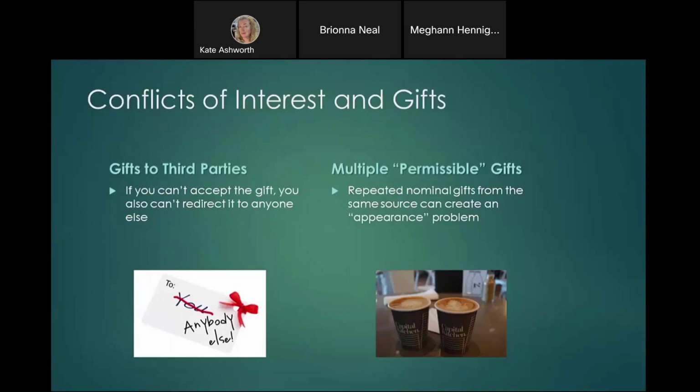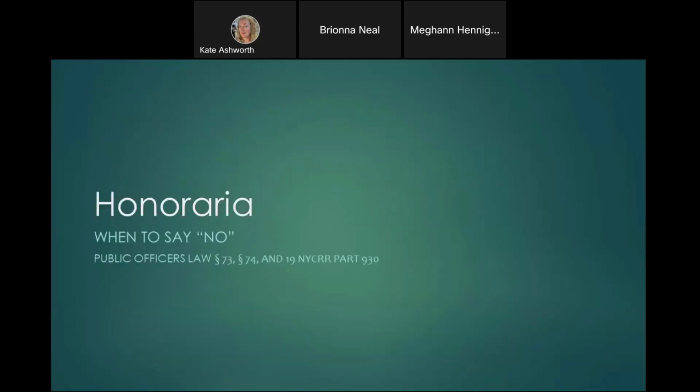The next slide will briefly run through honoraria. And what is an honorarium? This is when you get a payment or other compensation exchanged for a professional service or activity which is not part of your state official duties. The examples are giving a speech, writing an article, or being on a panel in a seminar or a conference.